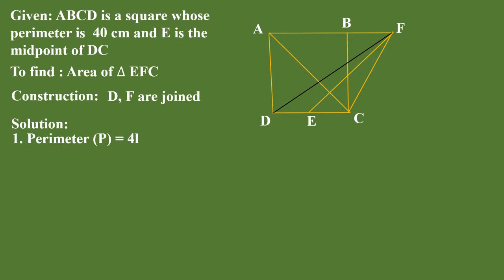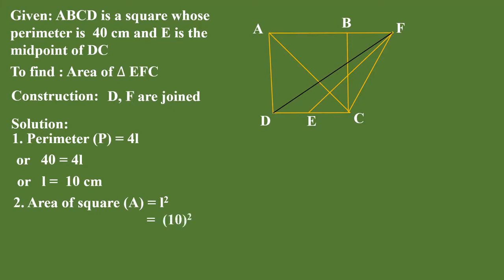We have been given the perimeter, which we know is 4L. So let's put in the value of the perimeter: 40 equals 4L, and that gives L equals 10 centimeters. Now with the help of the length of the side, we can find the area of the square, and that is L square, right? Now let's put in the value of the length: 10 square gives you 100 square centimeters. Now we found the area of the square as 100 square centimeters.